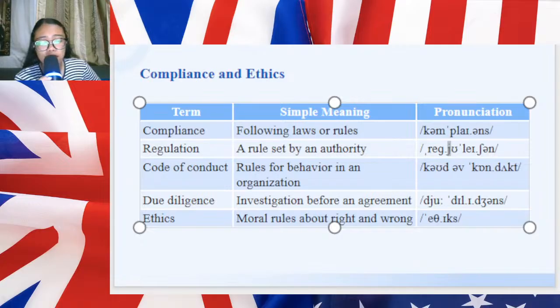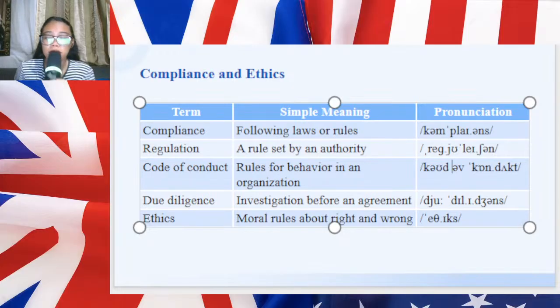Next to that is the stressed syllable, which is lay, which has a diphthong sound, A. And lastly, again, when a word has a T-I-O-N spelling, it is pronounced as shun. Again, shun. So all in all, this is regulation. Regulation. Next is another term, which is code of conduct.